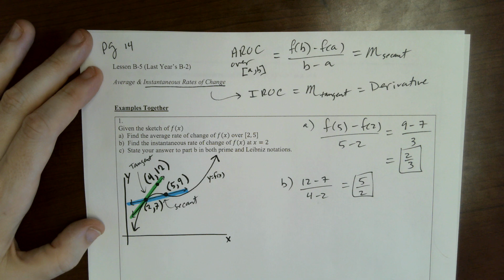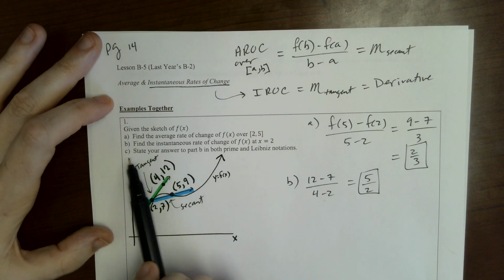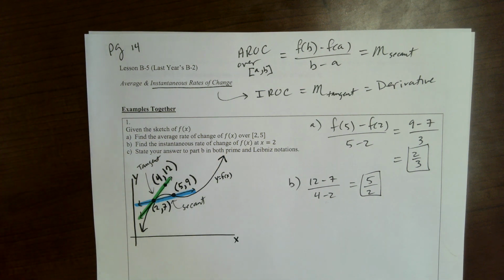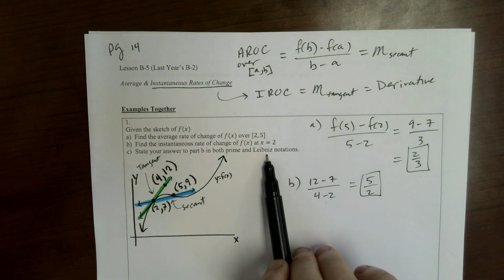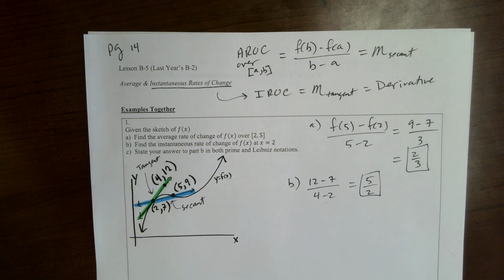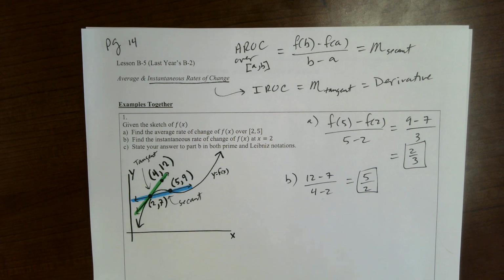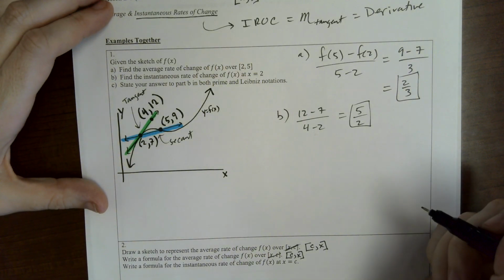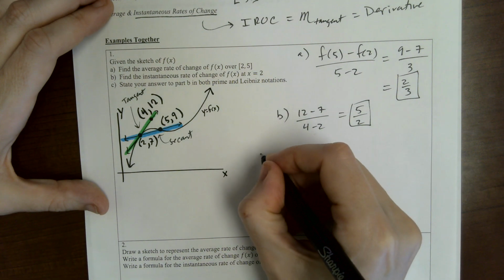All right, the derivative. So for part C, they say state your answer to part B in both prime and Leibniz notations. Okay, so Leibniz notation is just named after a certain mathematician a long time ago who did a lot to advance calculus, and I guess he came up with this notation. And depending on the context, guys, one notation might be preferable over the other. Prime is a lot shorter, but sometimes Leibniz can work better depending on the situation. So this is part C.